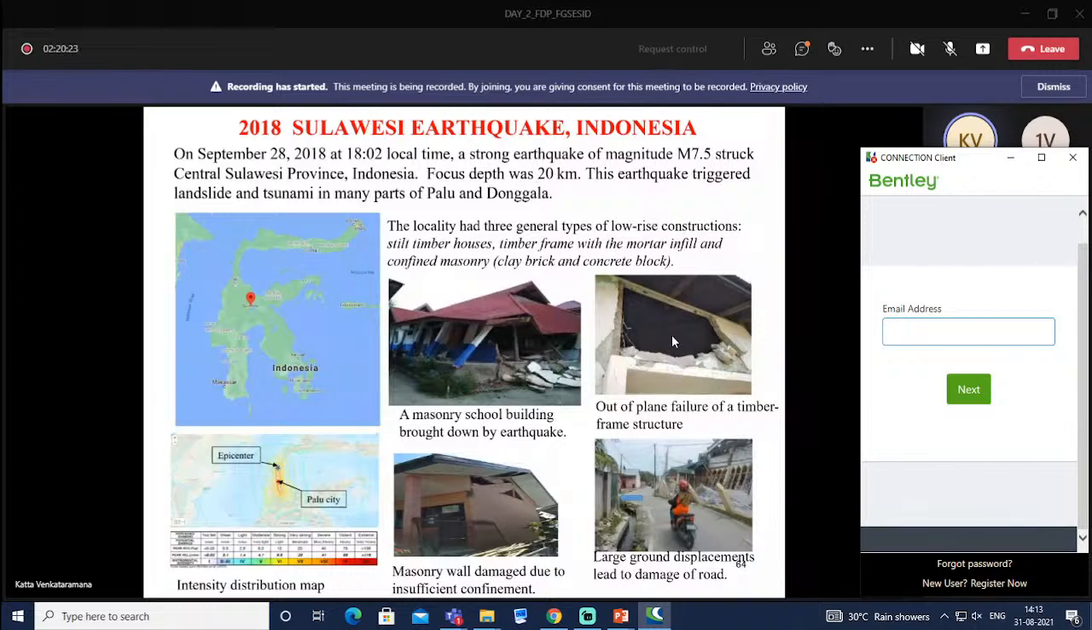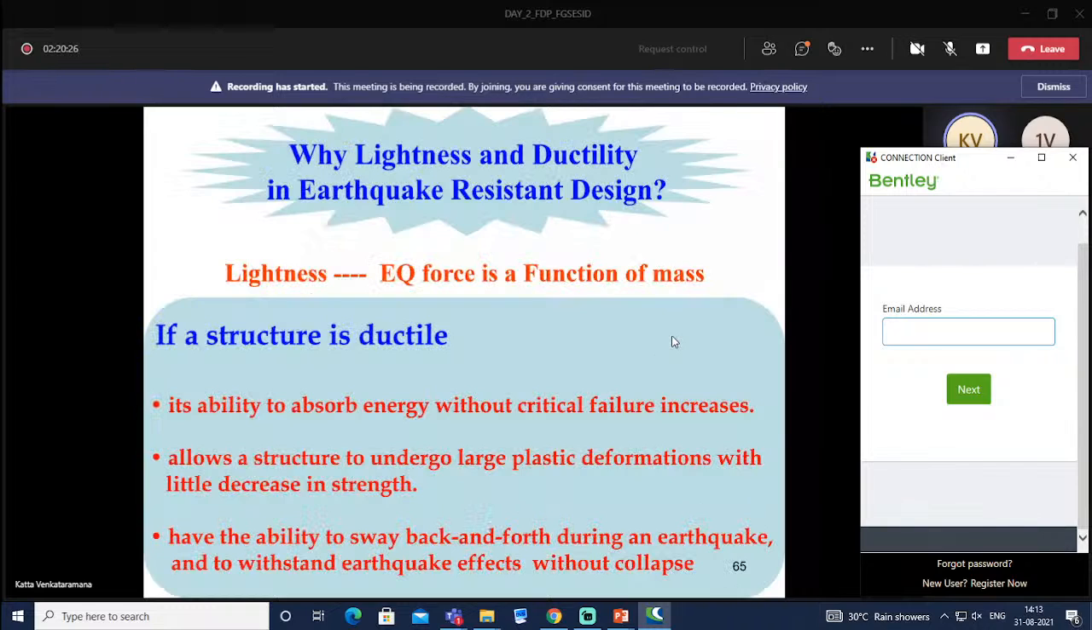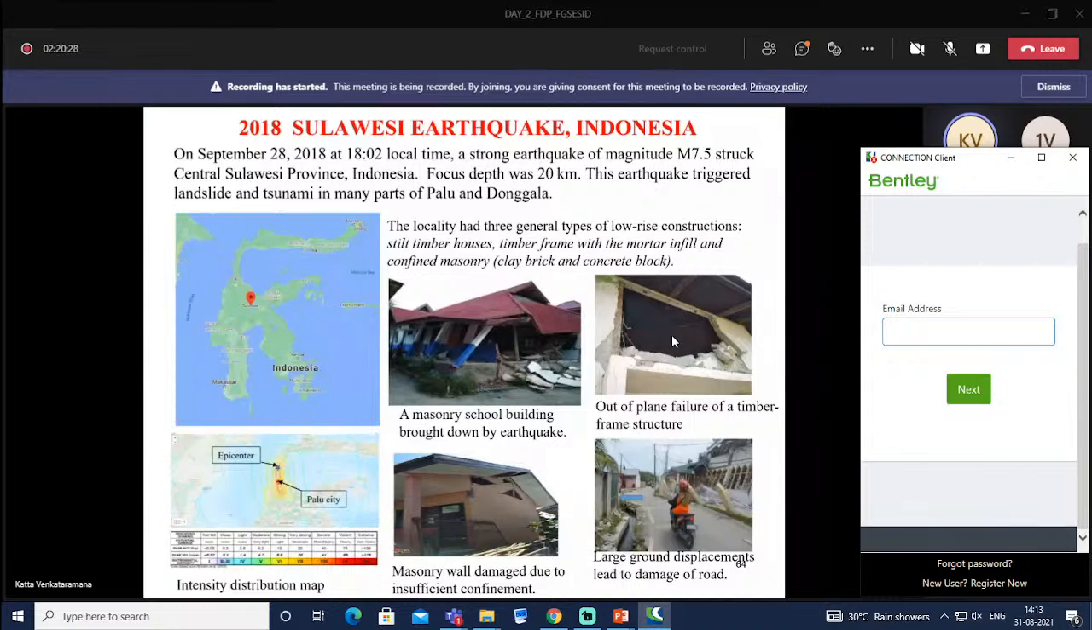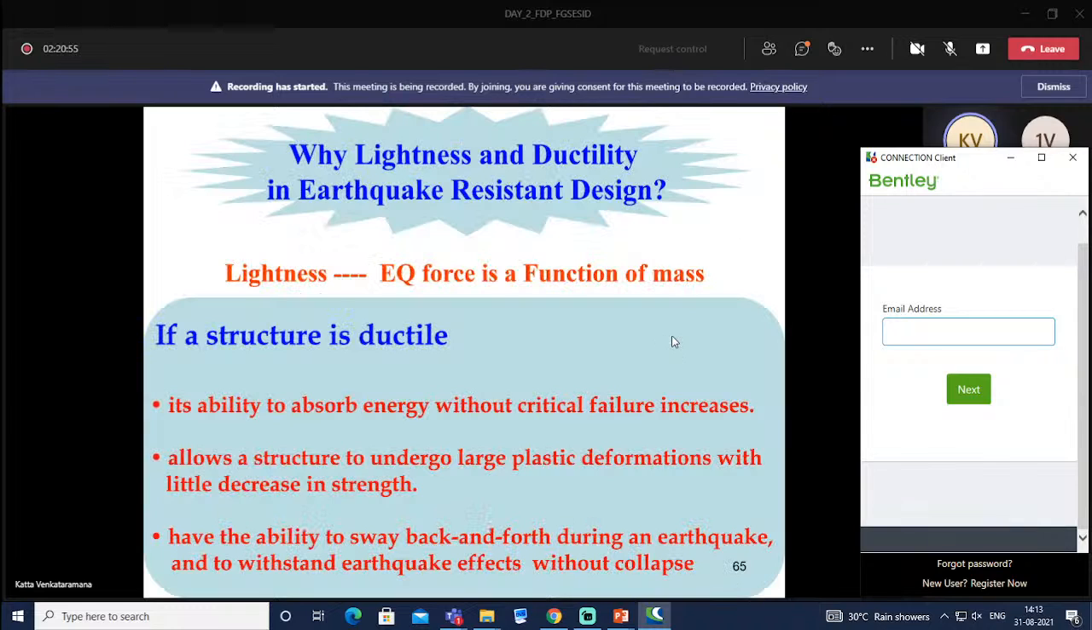This is the 2018 Indonesia earthquake. I think I have covered some of the major earthquakes so far, starting from the 1960 Chile earthquake, then the Alaska earthquake, Bhuj earthquake, Tohoku Japan earthquake, and then the Niigata earthquake, and so on. So some of the damage patterns during these past earthquakes we have discussed. Now some slides about the ductility aspects. Why lightness and ductility in earthquake resistant design?